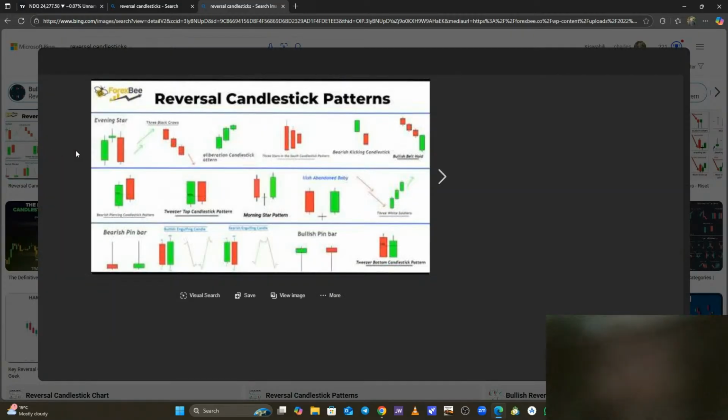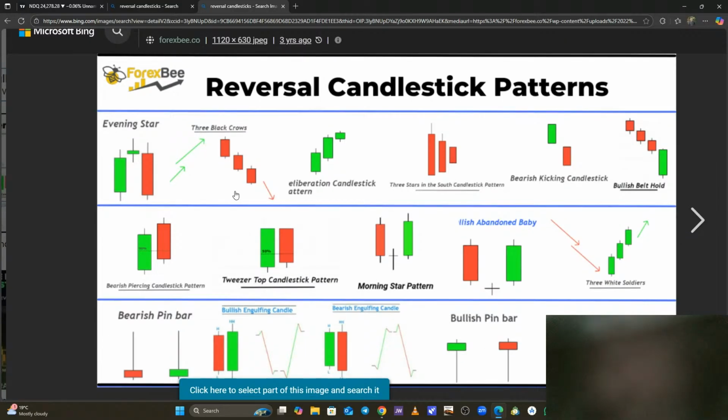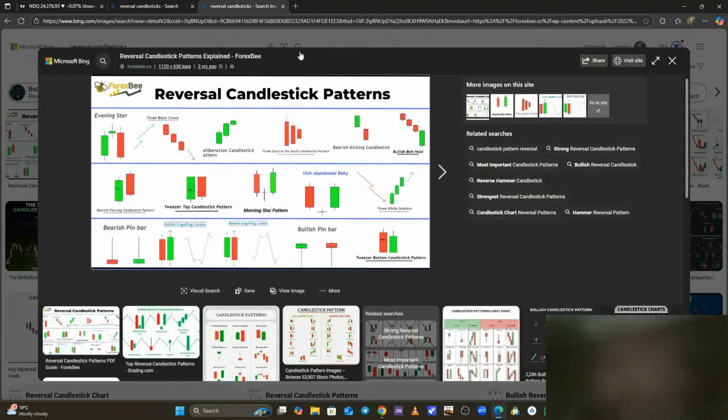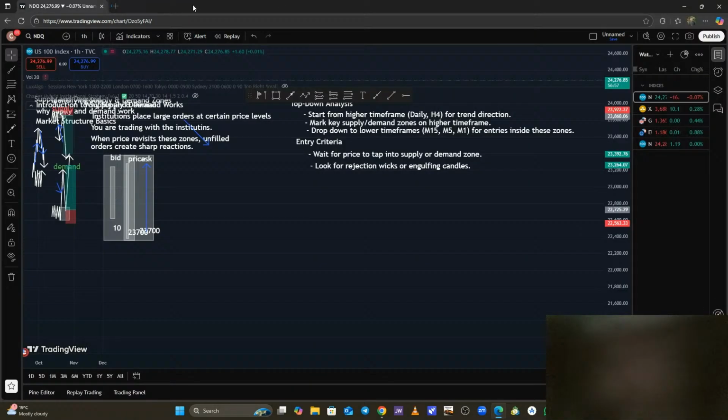For example, let me open this one. You can see we have the evening star, we have the tweezer top, we have the morning star. All these are reversal patterns. So you need to go research and understand the reversal patterns that you need to look out for, and use them as your confirmation when you're confirming your entries. So look for rejection wicks or engulfing candlesticks.